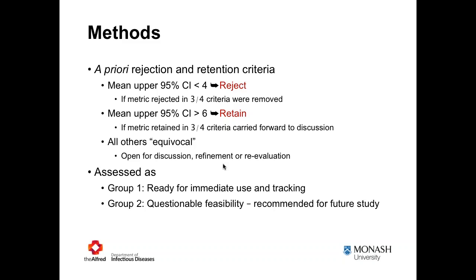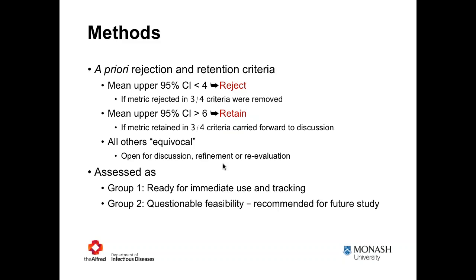They had some criteria, including a priori rejection and retention criteria for the metrics. They looked at the mean upper 95% confidence intervals, and if it was less than 4, based on those scores I showed before, they rejected the metric. If a metric was rejected due to those criteria, it was removed from subsequent discussions. If the mean upper 95% confidence interval was above 6, it was retained, and when it was retained in 3 of the 4 criteria, it was carried forward to discussion. Everything else was considered equivocal, and it was open for discussion, refinement, or re-evaluation.